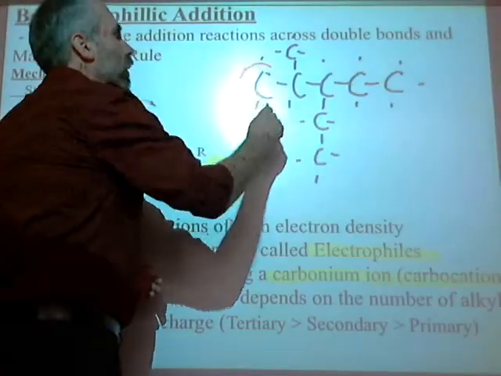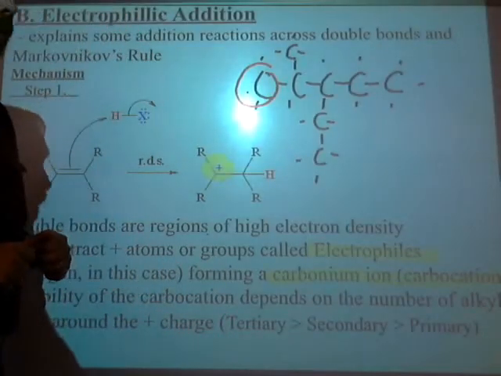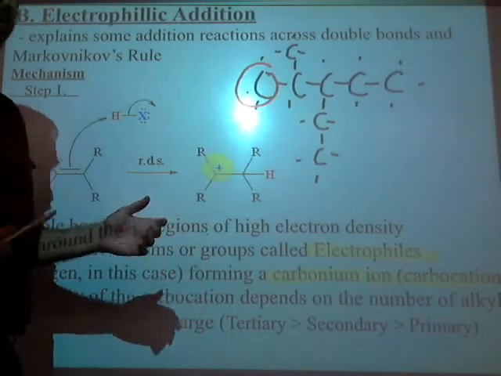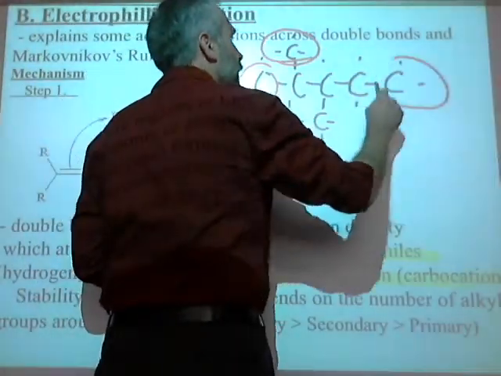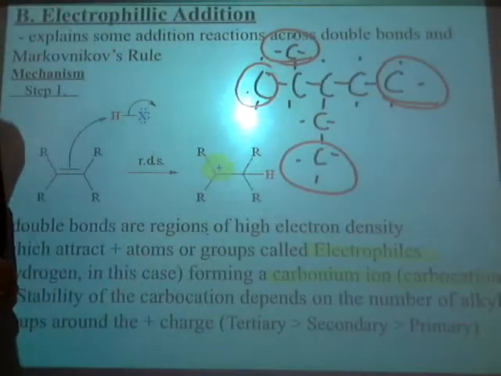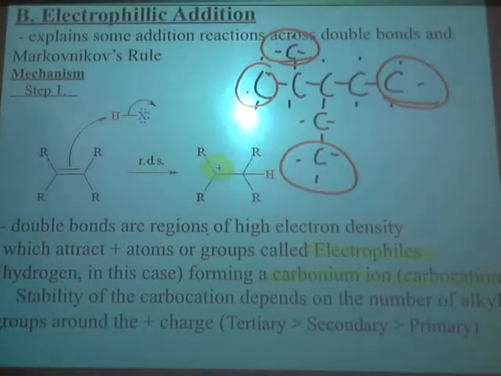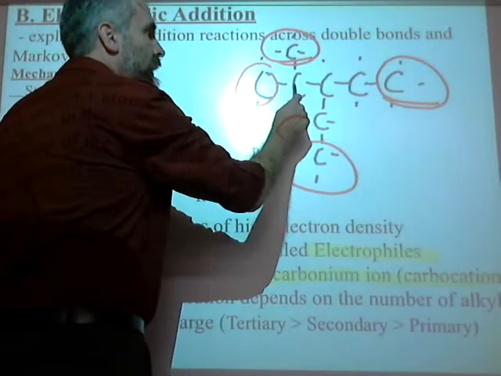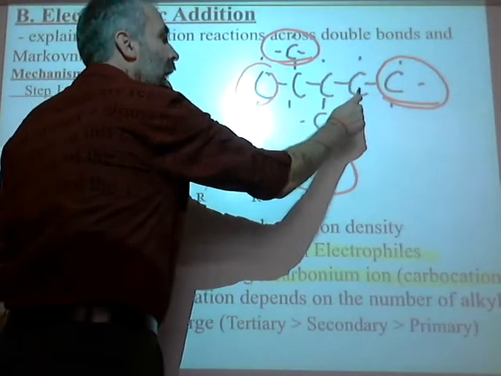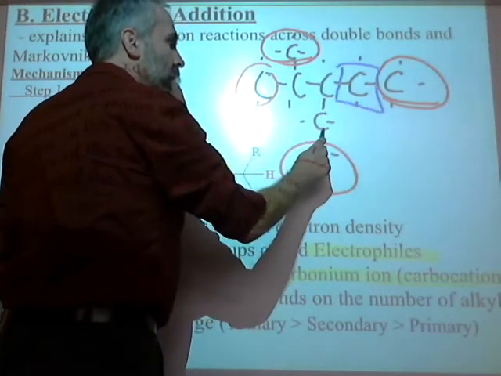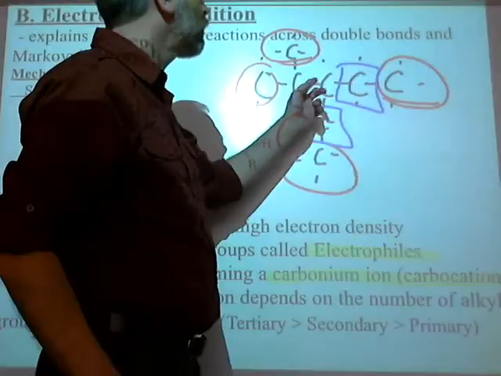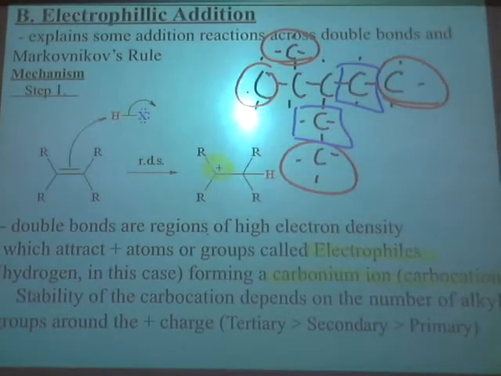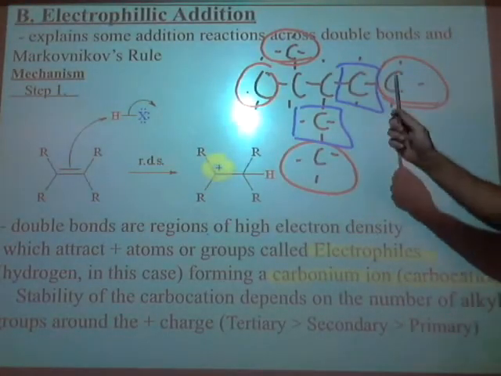What is this guy right here? Primary. Are there other primaries on there? Sure. Right here, here, and here are all primary, aren't they? How about secondaries? Is this a secondary? Yes. And this guy? Yes. Which means these two guys must be what? Tertiary. Okay.